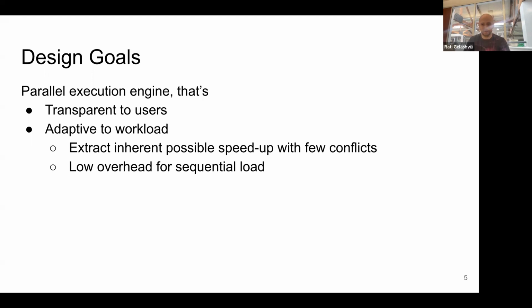On the other hand, if there are few conflicts, we want to extract as much parallelism as possible. So we have the standard concurrency design goals, like we want to scale somewhat linearly with the number of cores, etc.